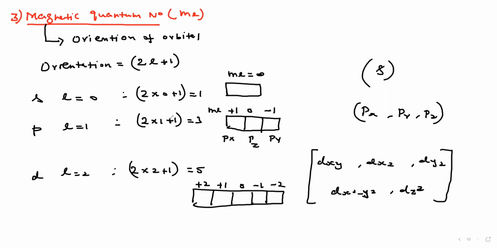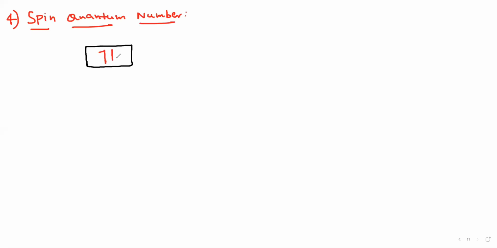Now the fourth one is very, very important, the spin quantum number. Please note. Simple, right? What is the formula? Listen. In one orbital, how many electrons? 2 electrons, right? Of these 2 electrons, one spins clockwise and the other anti-clockwise. This one is clockwise, and this one is anti-clockwise.